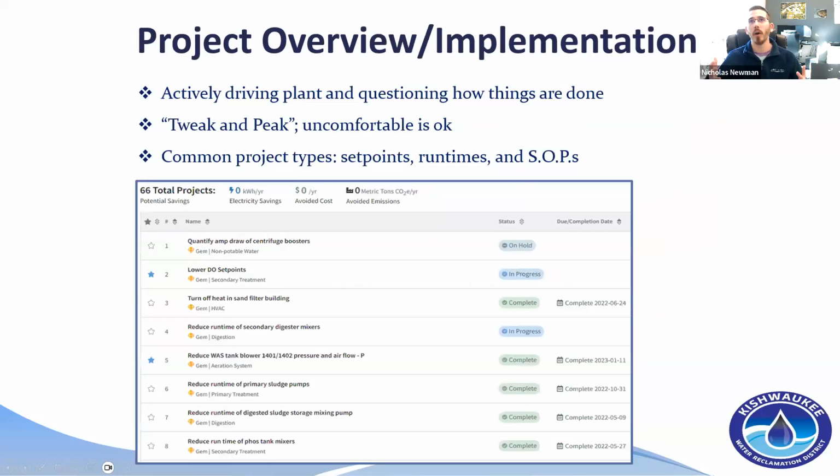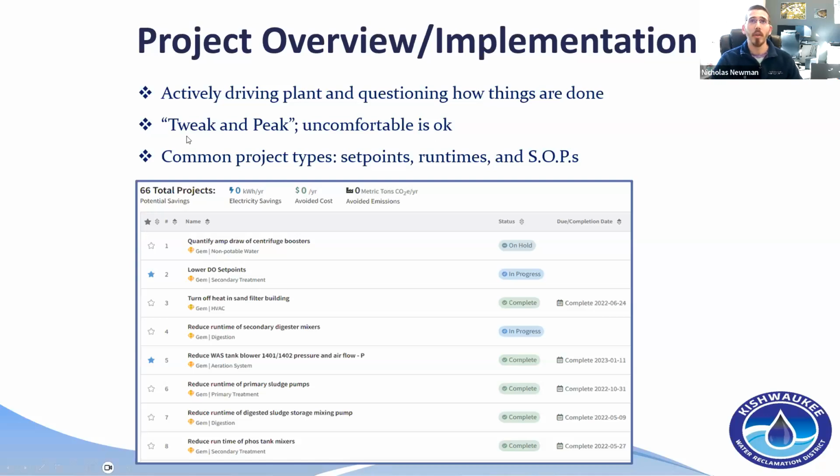And then an overview of the types of projects and how we've begun implementing them. A big part of this whole thing is shifting our focus towards actively driving the plant processes, right? Having our hands in the pot, so to speak, across the whole process, actively looking at and driving the way the plant functions on a day-to-day and minute-to-minute basis. And really questioning how things are done, how they have been done. Just because something's been done a certain way for a long time doesn't mean it's the right or best way to do it.